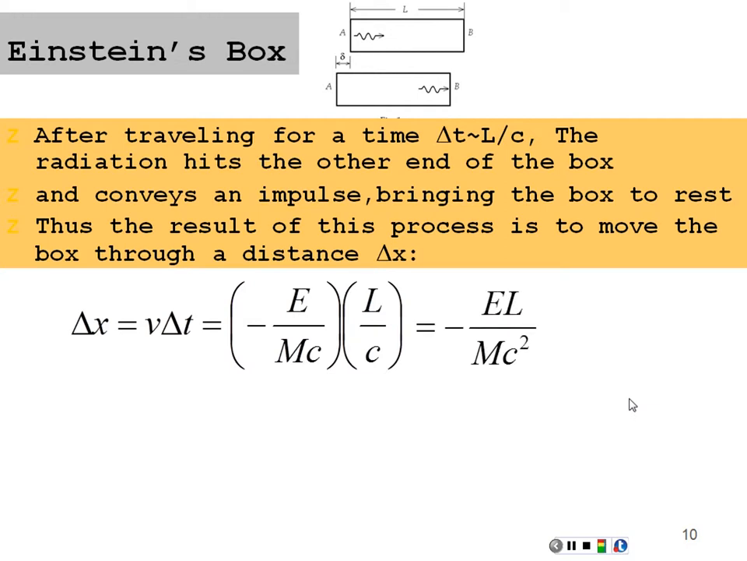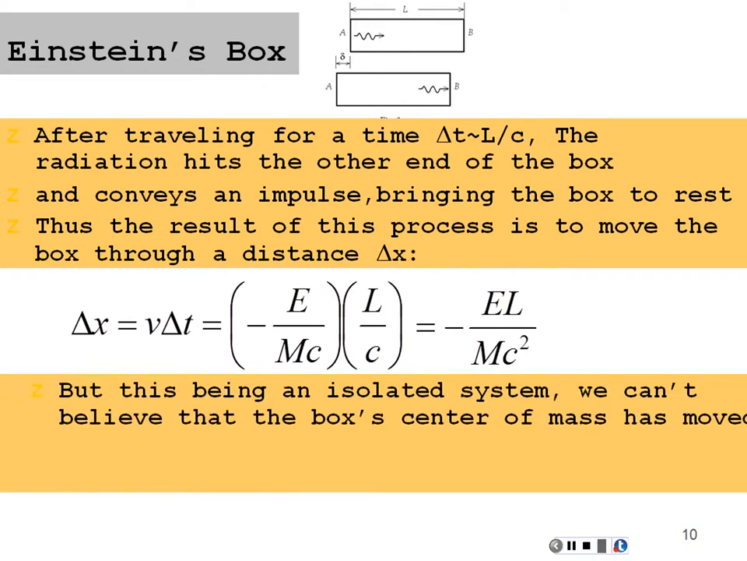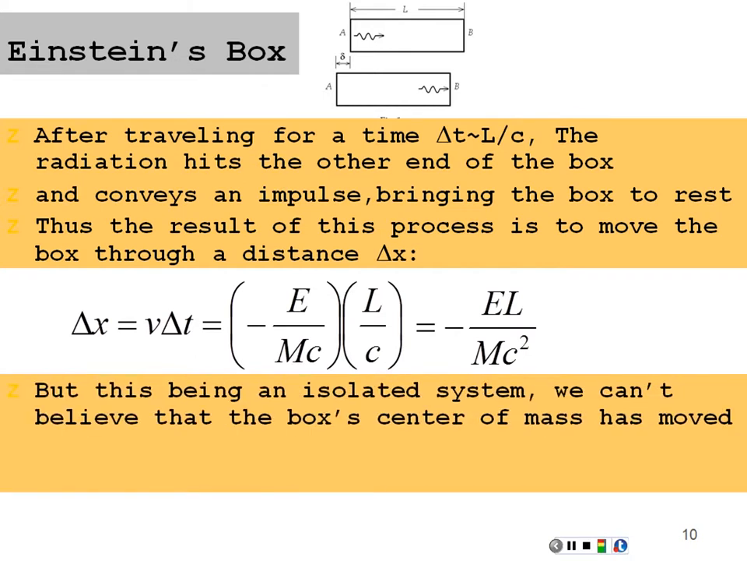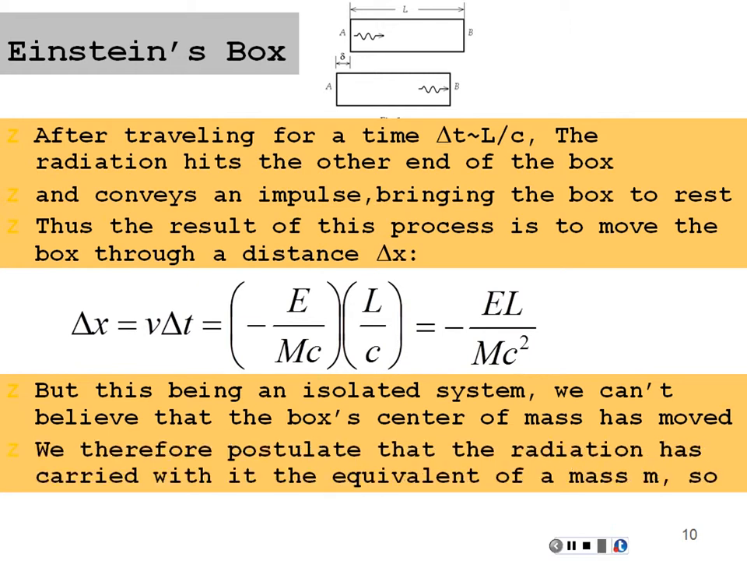So this is going to be equal to negative e times L over the mass of the box times the speed of light squared. But this being an isolated system, we can't really believe that the box's center of mass has moved just out of the blue. We can postulate that the radiation has carried with it an equivalent mass such that the center of mass of this isolated system remains the same.